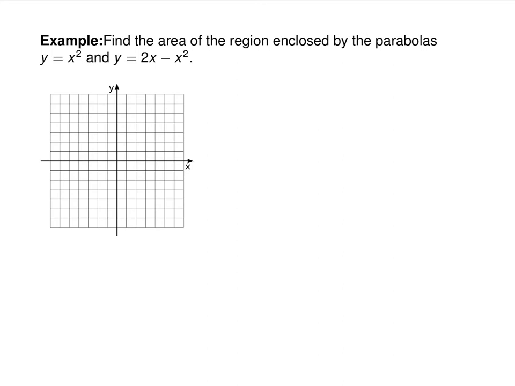So find the area of the region enclosed by the parabolas y equals x squared and y equals 2x minus x squared. So step one that you should always do is to graph your region. So y equals x squared is easy enough. That goes through (0, 0), (1, 1), (2, 4).